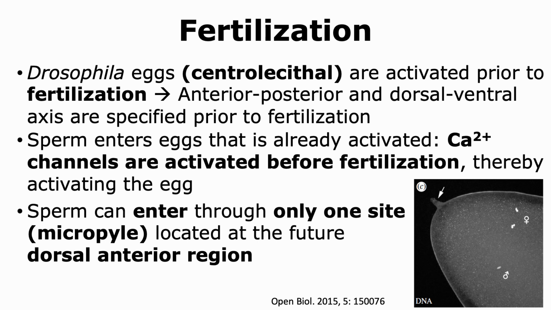Now, the sperm can enter into the egg through only one side, which is called the micropyle. And when we look at the figure, the part in the yellow box, which shows that pointed structure, is the micropyle. And so that is where the sperm will enter into the egg. And the micropyle is actually located at the future dorsal anterior region of the egg. So where the sperm enters, that portion is going to become the dorsal anterior region of the embryo.